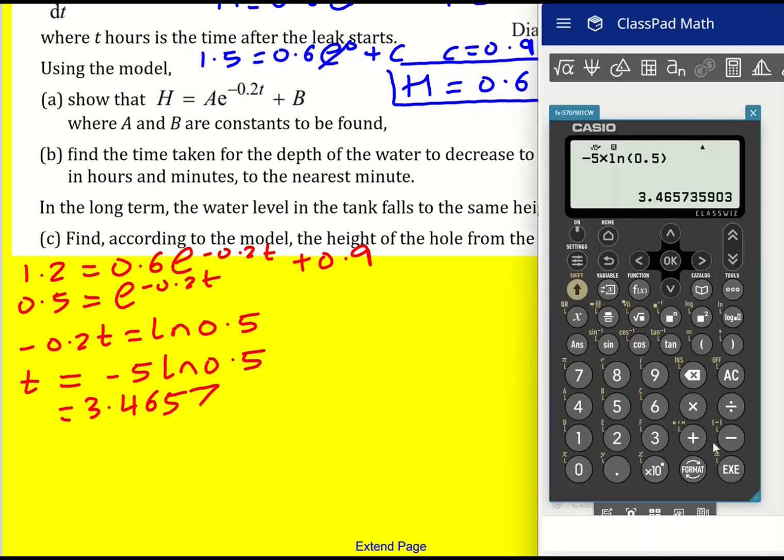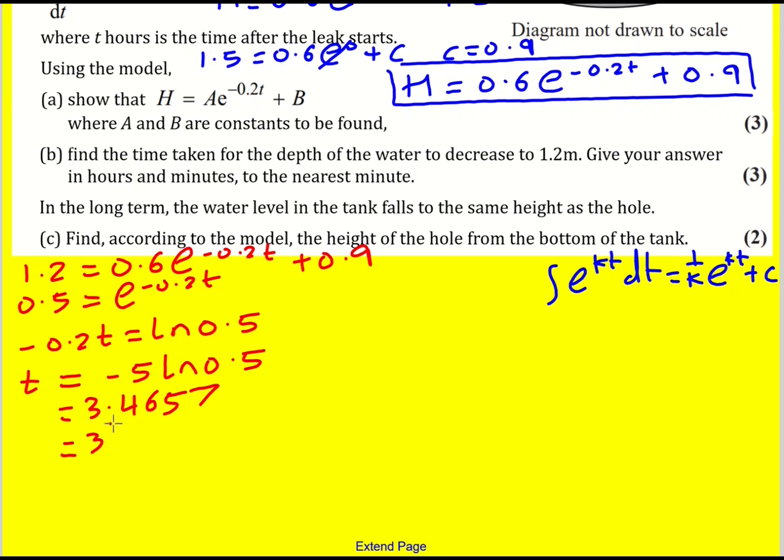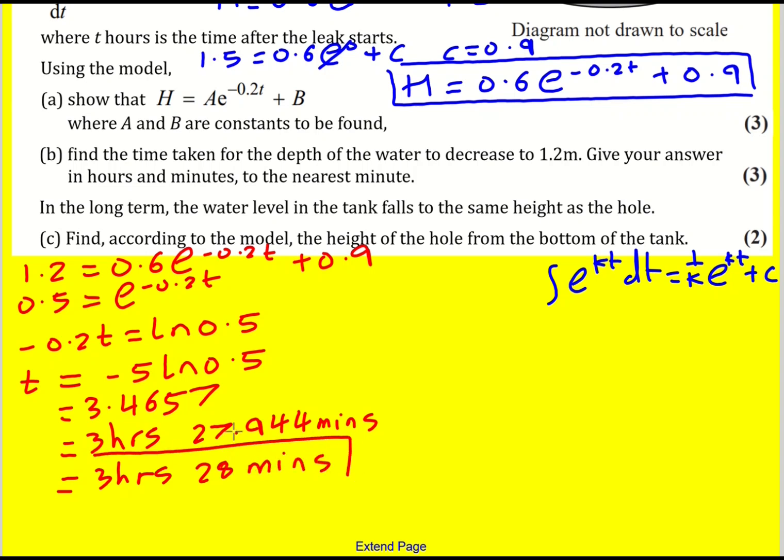But to figure out exactly how many minutes, I'm going to minus 3 and then times through by 60, because that's what I just had there, the 0.4657. That was the number of hours less than 1. And so, times by 60, I get the number of minutes. So 27.944. Rounded to the nearest minute is 3 hours and 28 minutes. That was B. Well done.